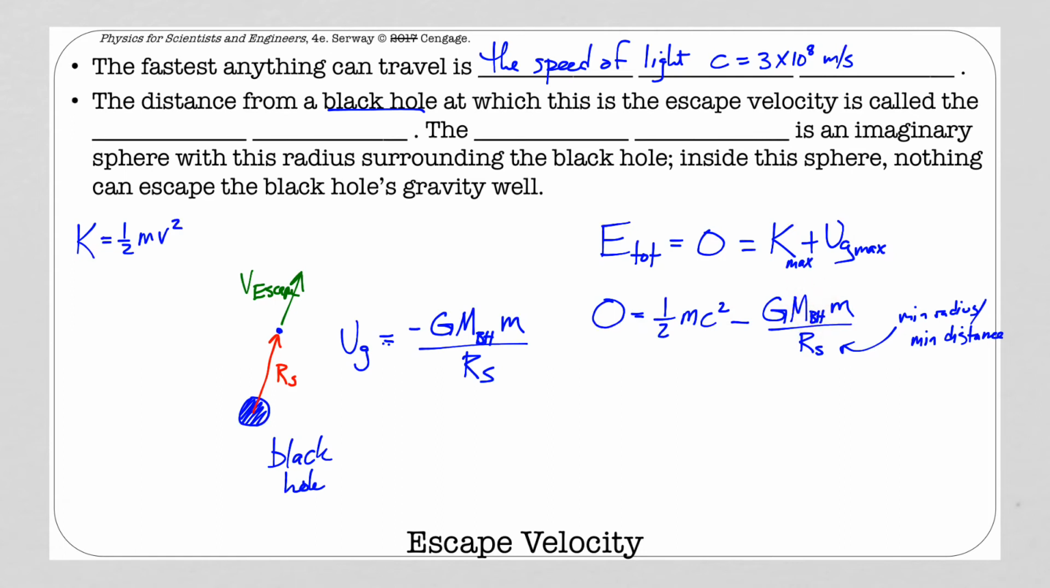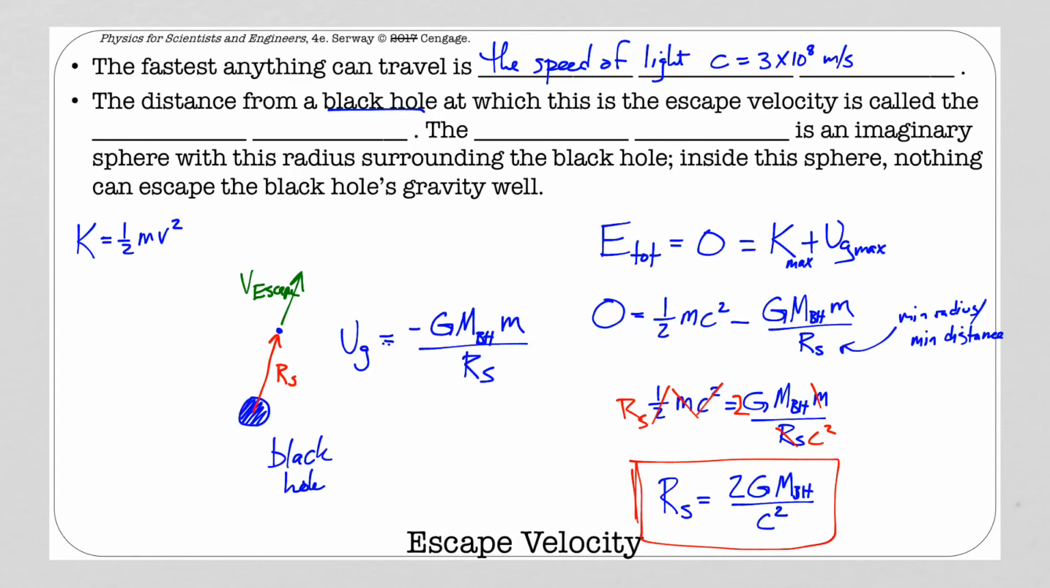We can do the same calculation that we did before. We're going to solve for what this minimum distance is, knowing that we have the speed of light here. That's a fixed value. We can cancel out the m's. We can multiply the 2 over to the side. We can divide the c squared over here, and we can multiply RS over to the other side. And we end up with RS is 2G times the mass of the black hole divided by c squared.